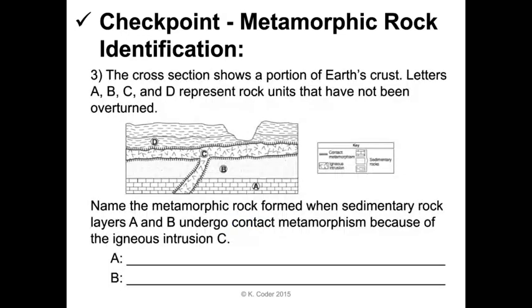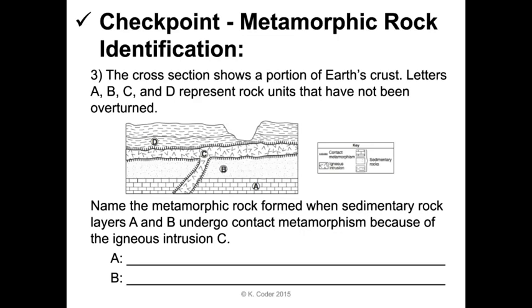The cross-section below shows a portion of Earth's crust. Layers A, B, C, and D represent rock units that have not been overturned. Name the metamorphic rock formed when sedimentary rock layers A and B undergo contact metamorphism because of igneous intrusion C.